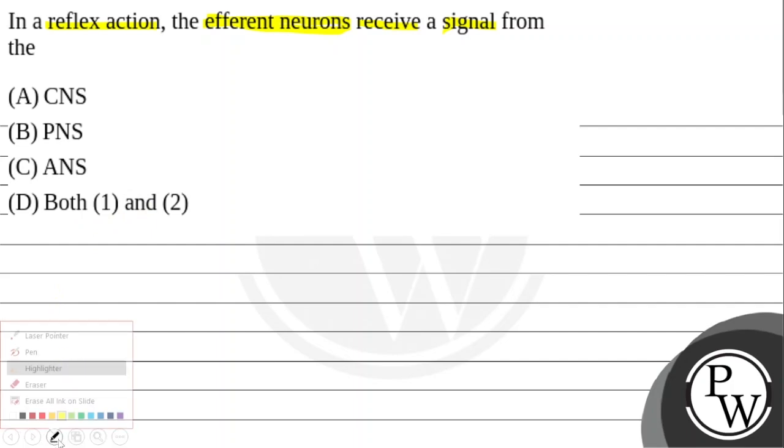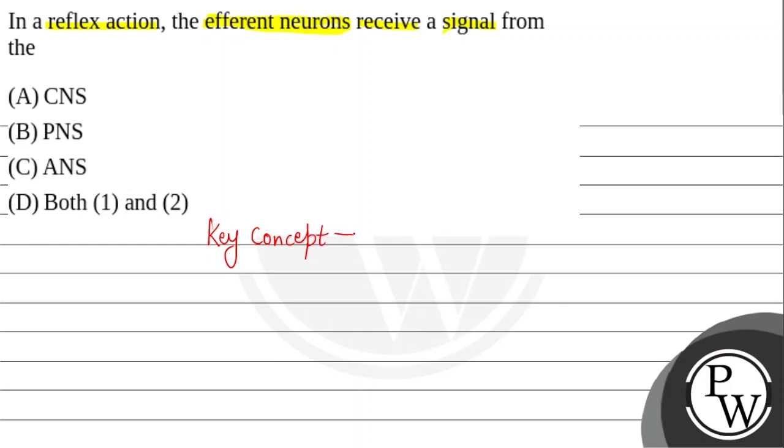रेफ्लेक्स एक्शन में जो efferent न्यूरॉन्स होते हैं उन्हें सिग्नल कहां से मिलता है, ठीक है। So reflex action क्या होता है, the key concept which we are using for that: what is reflex action.